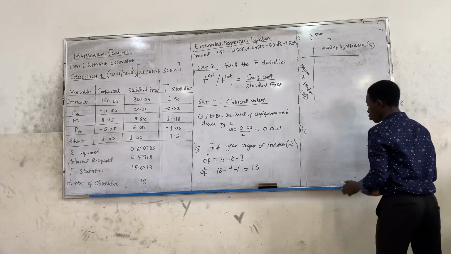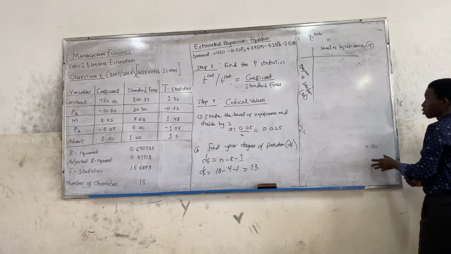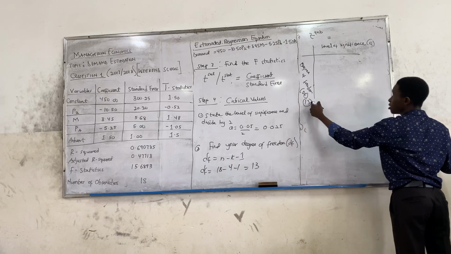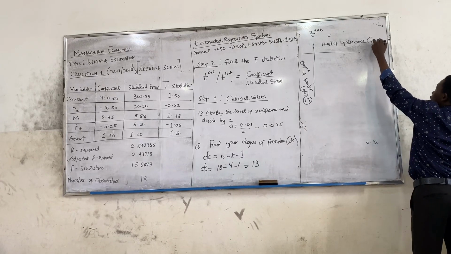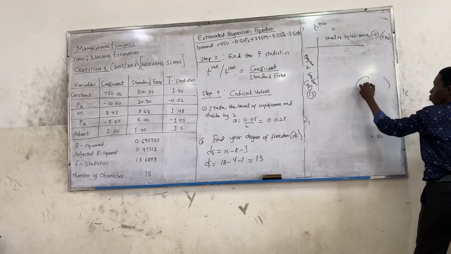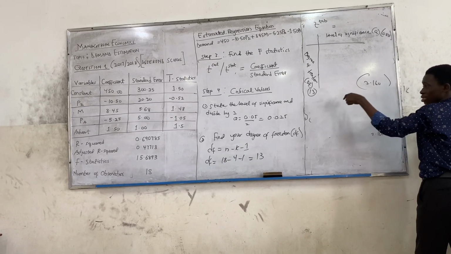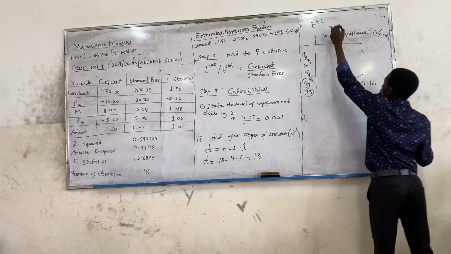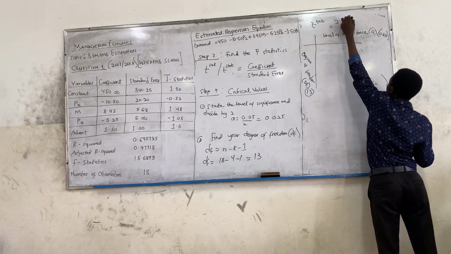When we set it on it, we have degree of freedom 13 here. The level of significance, we pick 0.025. So you will be getting 2.160 when you set it on the table. So now our T tab is 2.160.